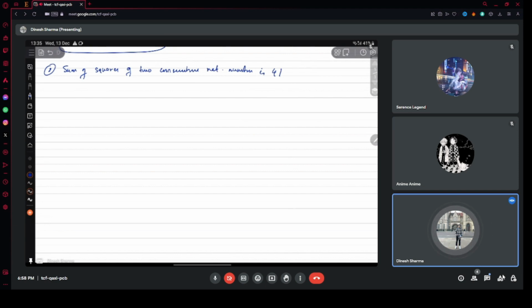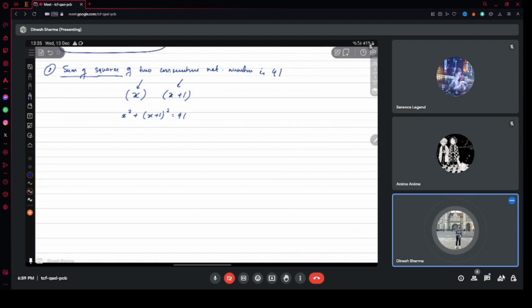So the sum of the squares of two consecutive natural numbers. So again, the number can be x and x plus 1 because it is one natural number and the next natural number. यहाँ चाहिँ भन्दैछ sum of the squares. So first you square it, then you find the sum. So according to the question, x square plus x plus 1 square is 41. As simple as that.